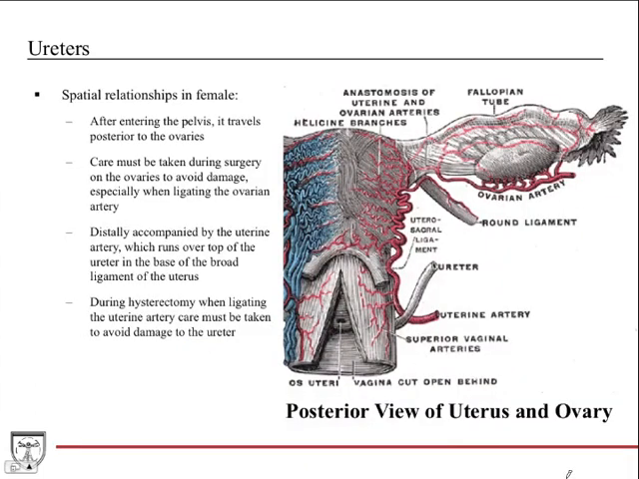The ureter has some very important spatial relationships in the female. They're especially important to a gynecological surgeon. So if we look at this diagram here, it's a posterior view. It's the posterior view of the uterus and the ovary.